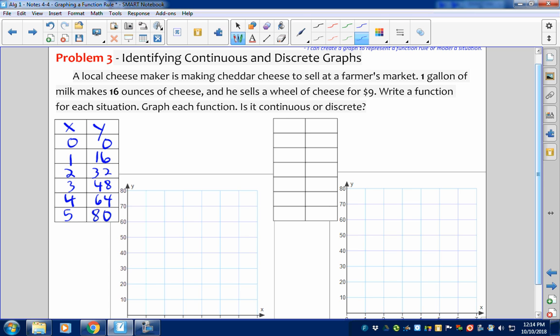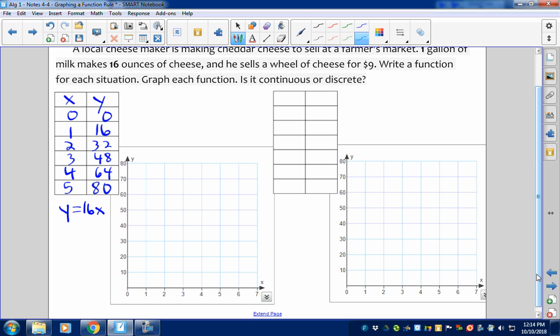So we have an equation that would represent this. It looks like it would be y equals 16x. Okay, we're going up by 16 each time. I start at 0. Now, in this scenario, if you vary the amount of milk, you could actually use 1.5 gallons of milk. You'd land somewhere between 16 and 32 ounces of cheese. In other words, you could use any amount of milk here and get any amount of cheese to the nearest ounce, if you will. We would call this a continuous function. So we'll label this continuous.